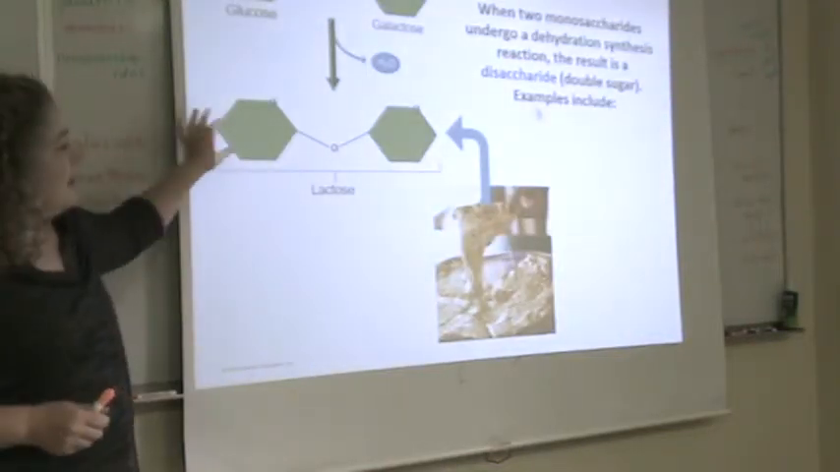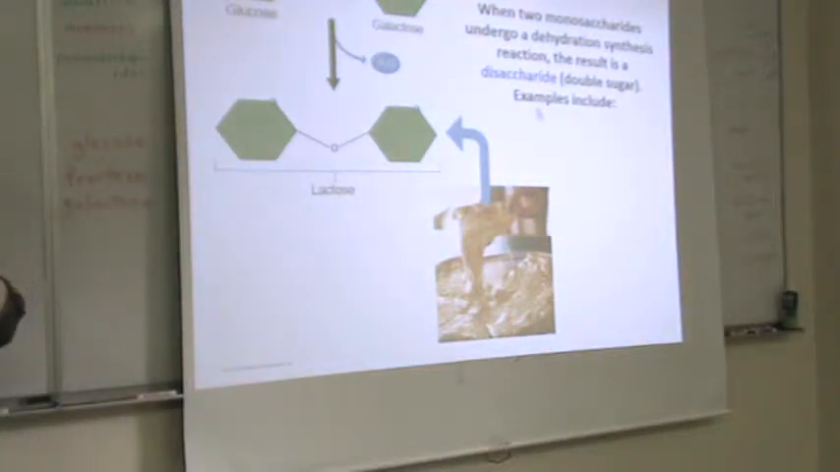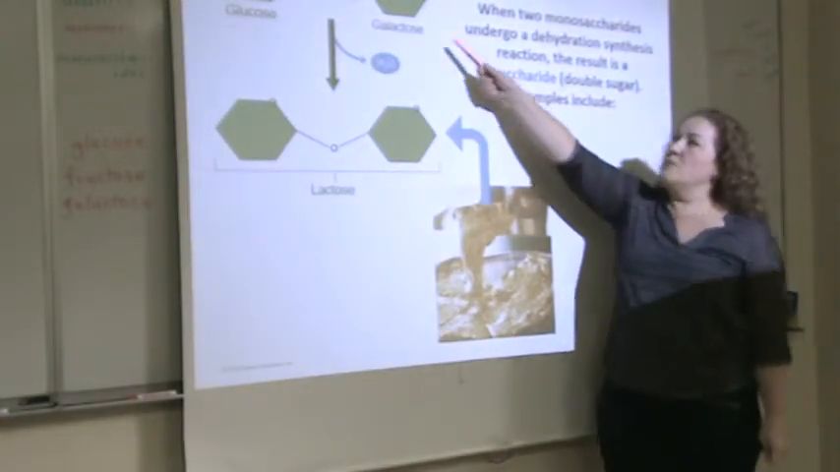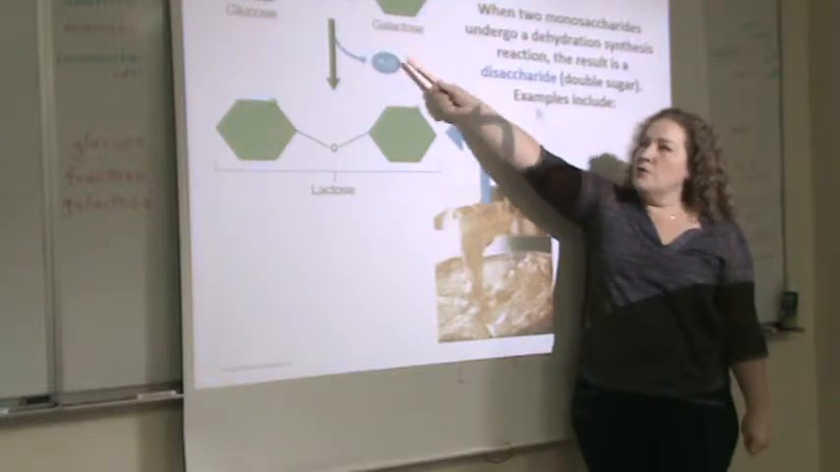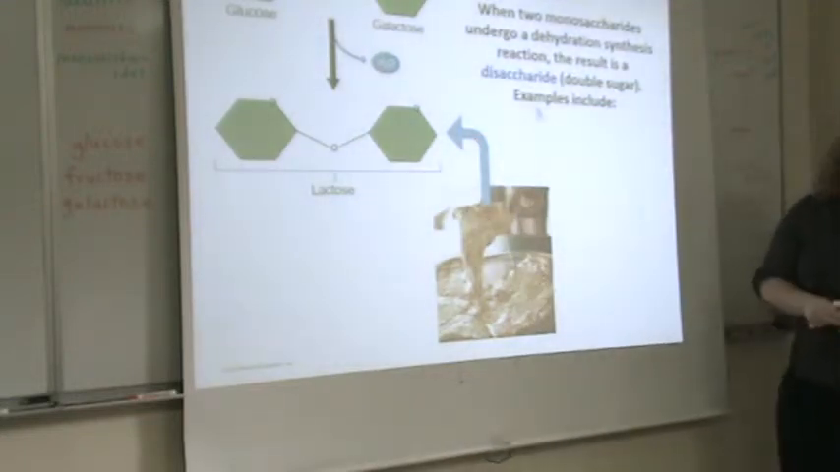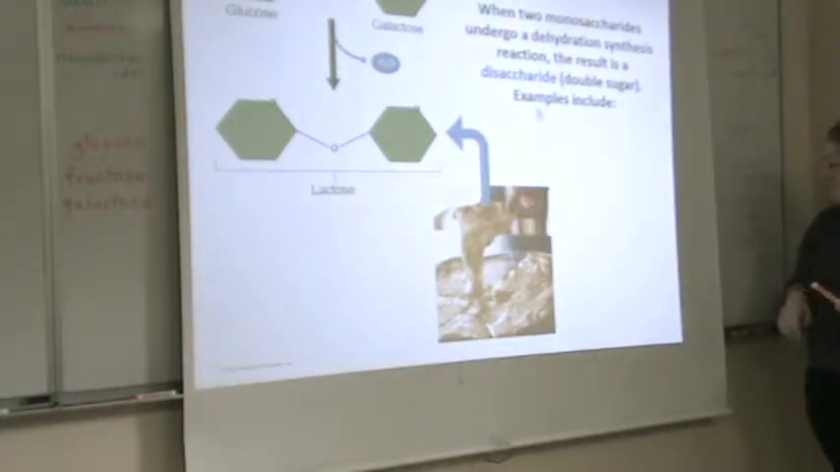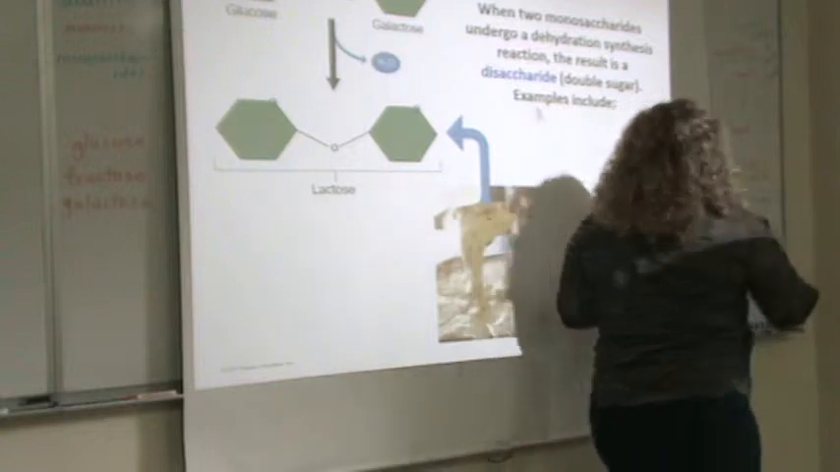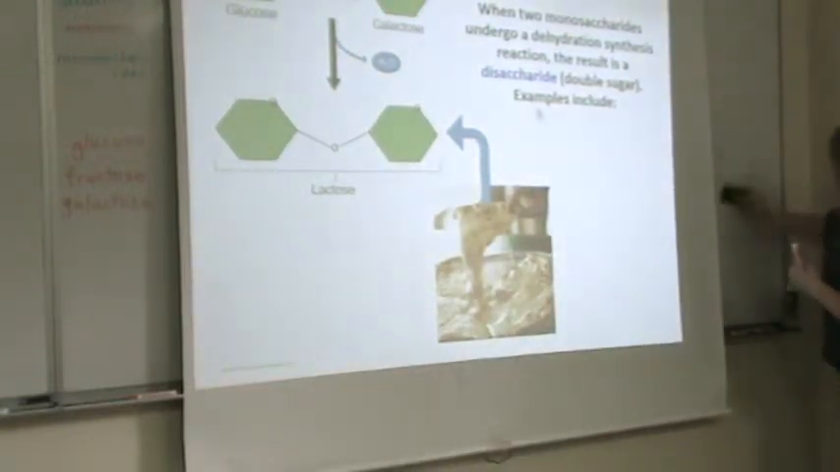If you're going to build simple sugars together into a longer polymer, you start by joining 2 singles and having a double sugar or a disaccharide. So here's an example. 1 molecule of galactose, 1 molecule of glucose. If they bond together, we call that lactose, which is milk sugar. It's also a disaccharide. So some other examples of disaccharides besides lactose. Lactose is one.